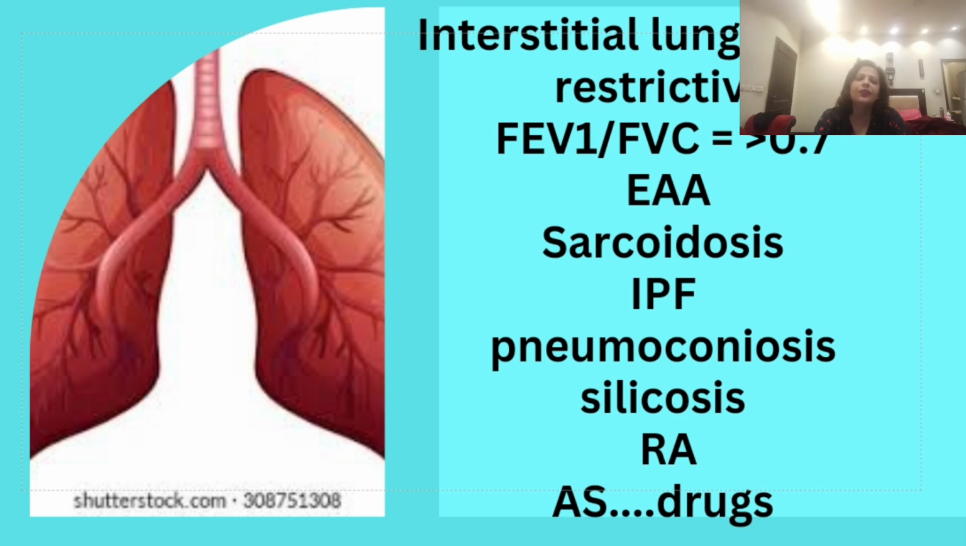In interstitial lung diseases, the ratio of FEV1 over FVC is greater than 0.7 because the decrease in FVC is more as compared to FEV1, in contrast to obstructive lung diseases. Now, there can be many reasons for interstitial lung diseases. It can be because of extrinsic allergic alveolitis, sarcoidosis, idiopathic pulmonary fibrosis, certain drugs, asbestosis, silicosis, coal worker pneumoconiosis. So there are so many causes of interstitial lung diseases.